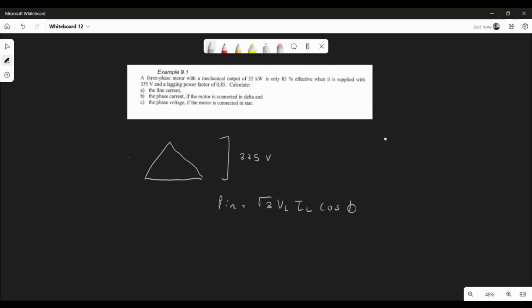What's the official symbol for a motor? I don't know if anyone knows. So we know that on the outside part, we have 32 kilowatts. That's the power it's providing, but over here, we need to get how much electrical power to put in. So that's going to be P in. Obviously your P in will just be P out divided by your efficiency.